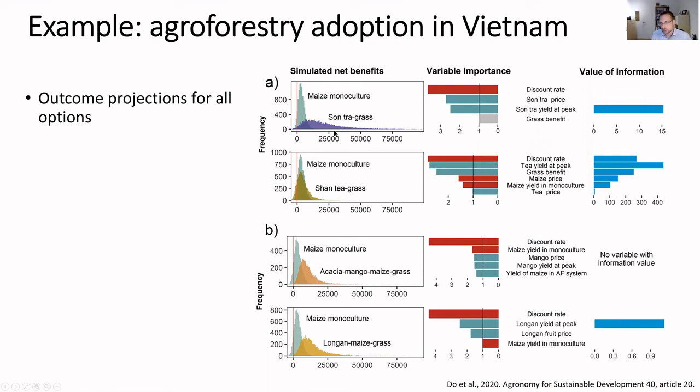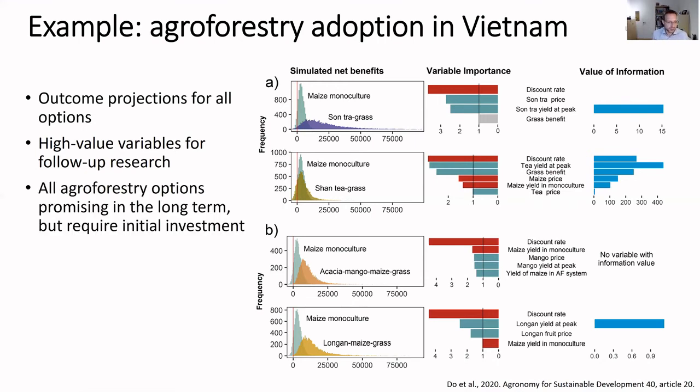To really get clarity on this, we can look at the value of information and realize in this case that we would need more information on the yield of these fruit trees, Santra, at their peak level of productivity. This is the variable we target for additional measurements. A measurement is always a reduction in uncertainty. That's a definition of a measurement. And sometimes to do this, we just ask a friend who knows. Sometimes it's incredibly easy to take these measurements that are recommended here. In any case, agroforestry looked like a pretty good option for almost all these systems, and we were also able to identify these high value variables for follow-up research. All agroforestry options looked pretty promising, but they require initial investment, which was the main obstacle we found here.